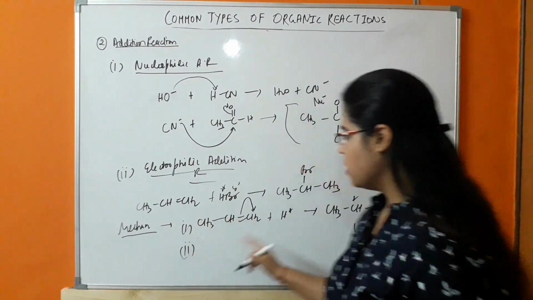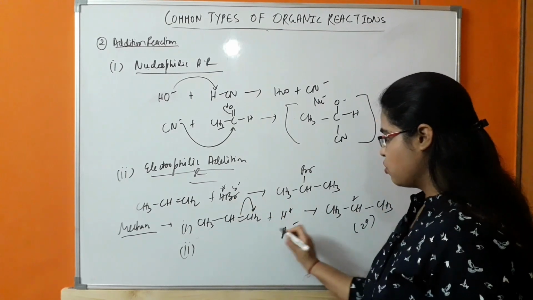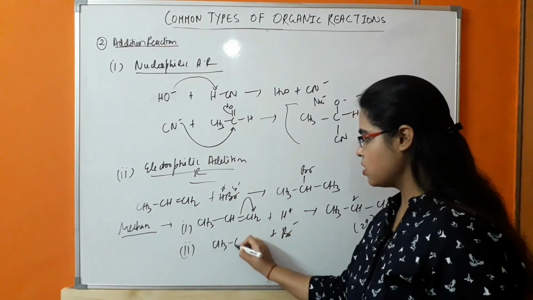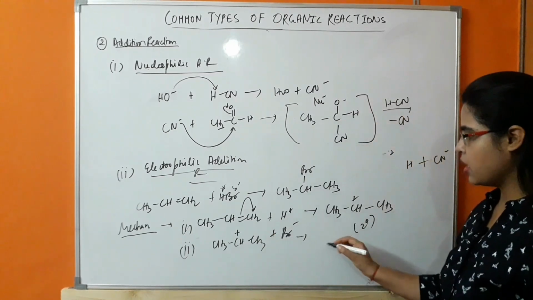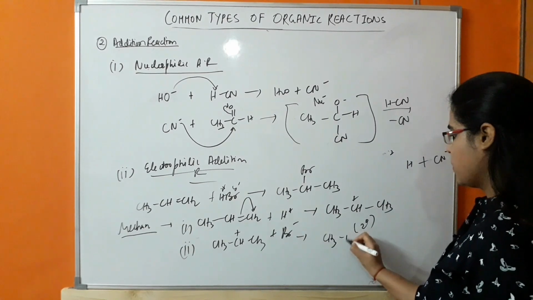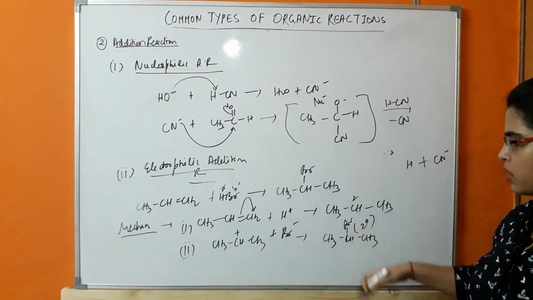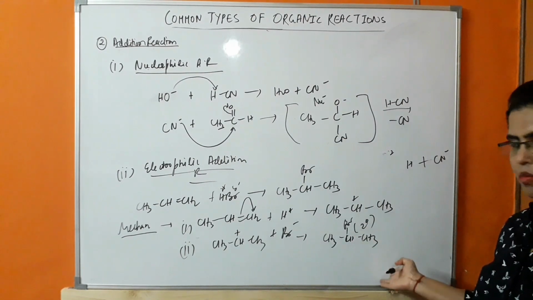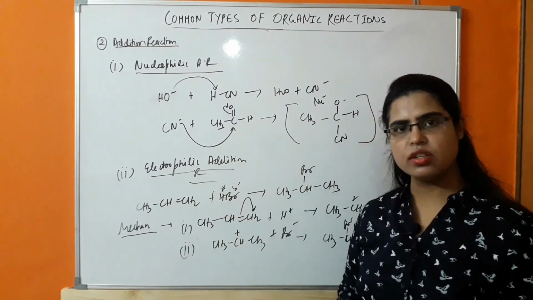Second step, there will be attack of the nucleophile, which is Br minus. So Br minus will be attacking on this carbocation, the secondary carbocation, and there will be formation of isopropyl bromide, CH3, CH, Br, CH3. So this reaction is occurring by electrophilic addition reaction.